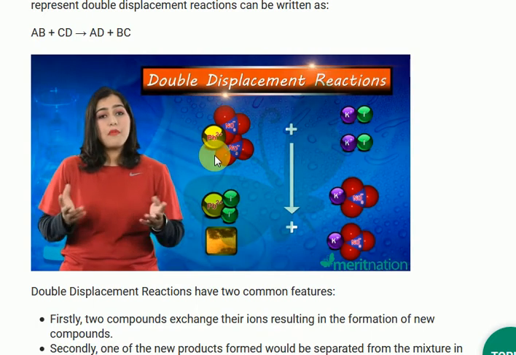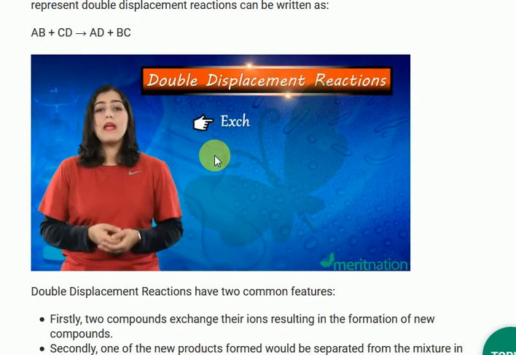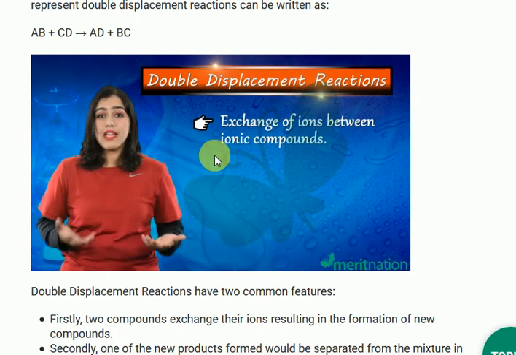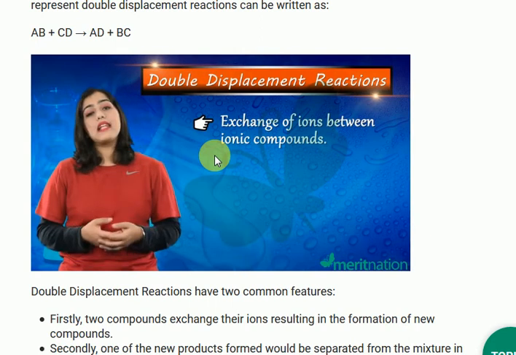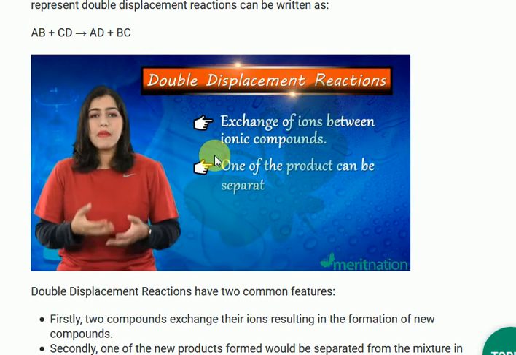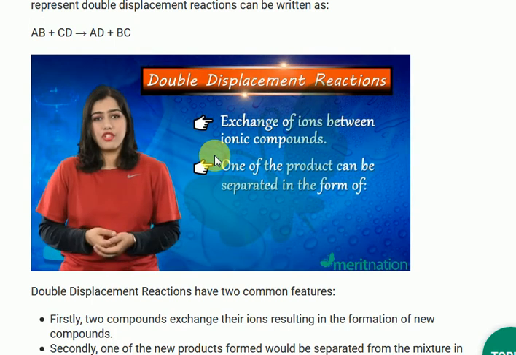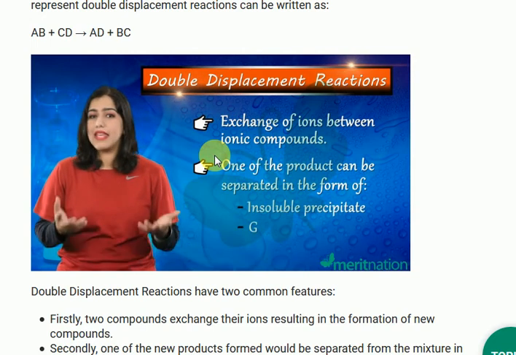Now these type of reactions have two important features. First, there occurs an exchange of ions between the ionic compounds to form new products, and second is that one of the product can be separated from the reaction mixture in the form of insoluble precipitate or a gas.